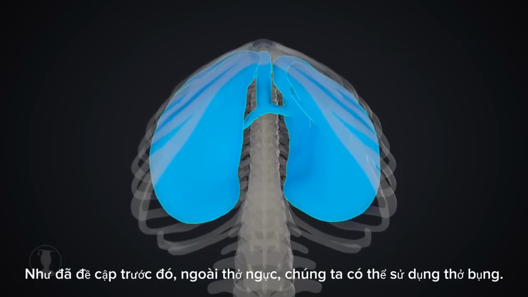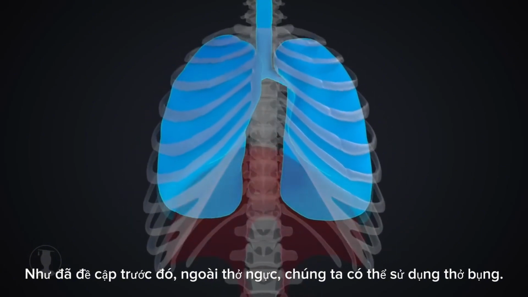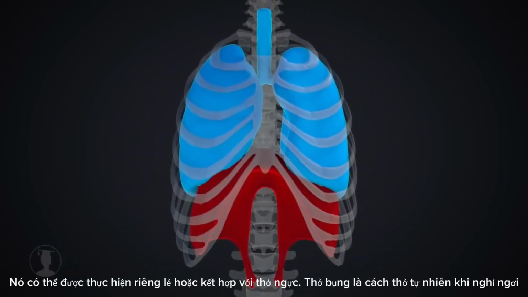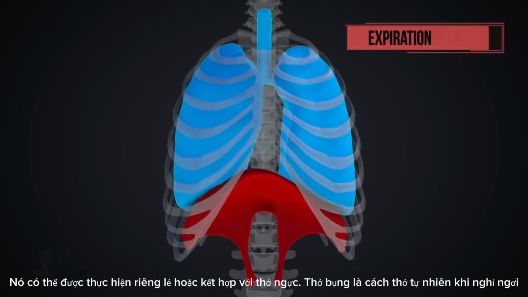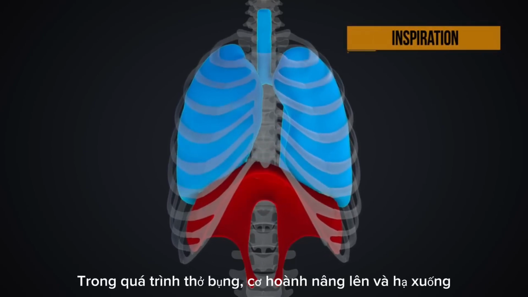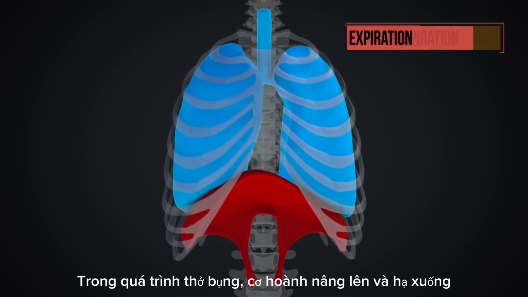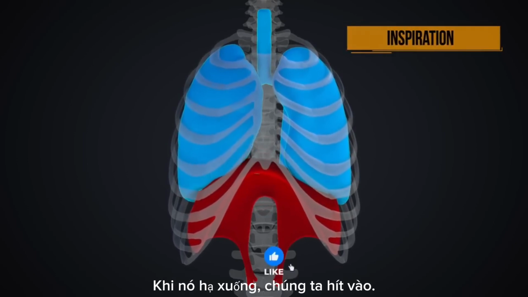As noted earlier, in addition to chest breathing, we can use diaphragmatic breathing. It can be performed separately or in cooperation with chest breathing. Diaphragmatic breathing is the natural way of breathing at rest. During diaphragmatic breathing, the diaphragm rises and lowers. When it rises, we exhale. When it lowers, we breathe in.